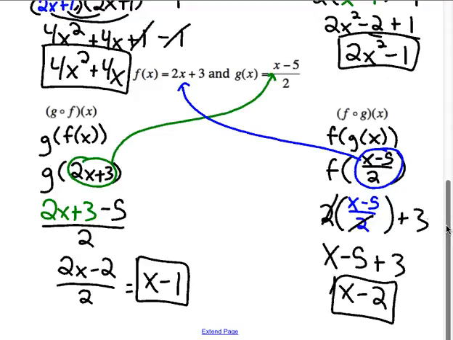So again, not horrible. You just have to remember to switch the notation and then make sure you know what you're plugging into what, okay? Start on the inside, work your way out.